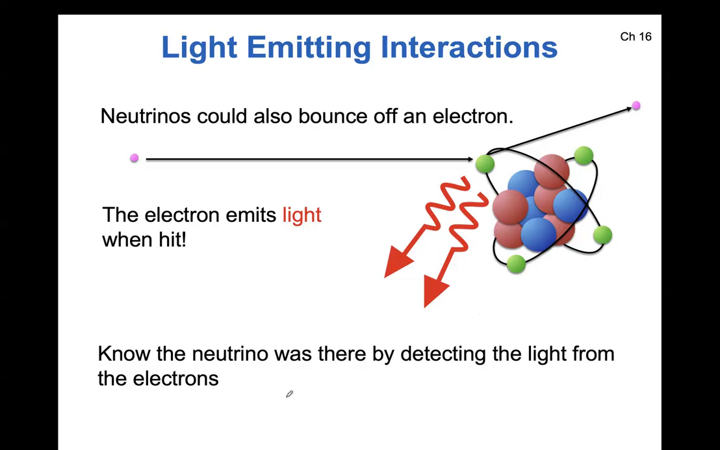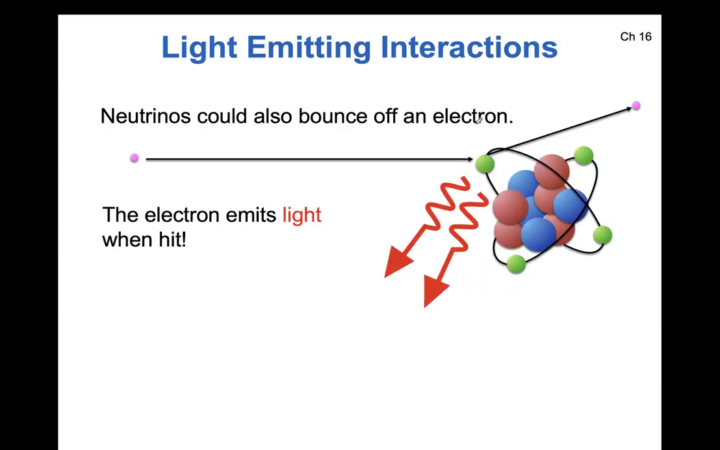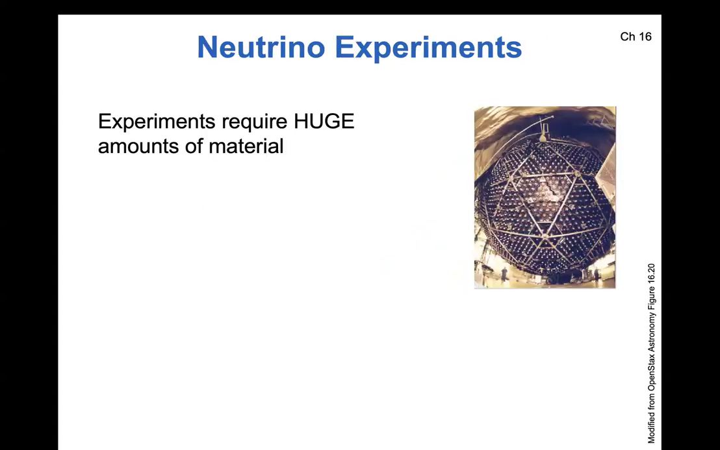Okay, so we have this particle that's produced naturally in the fusion in the sun. It doesn't like to interact with anything. It can just race through matter, can pass through the whole Earth, and we don't even know. But sometimes, under very specific conditions, it can do one of these two things, okay? Change a nucleon or cause an electron in orbit to emit light.